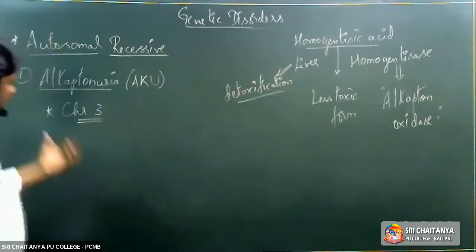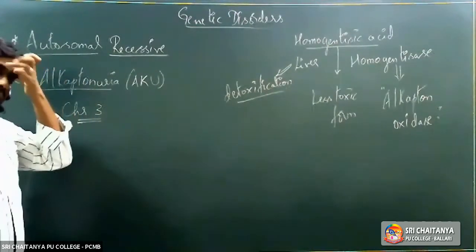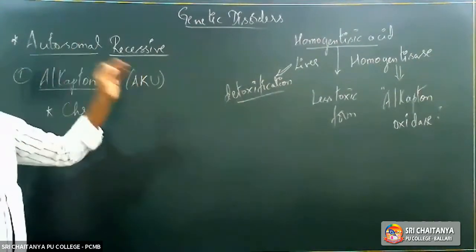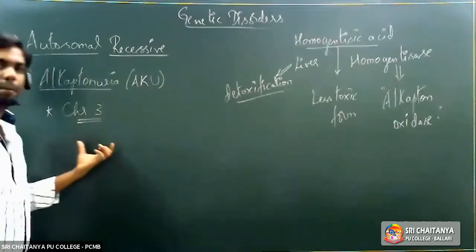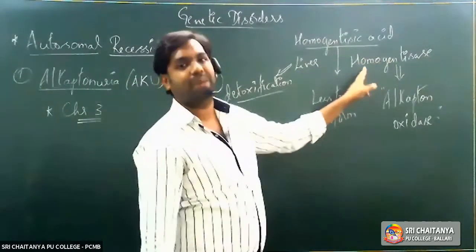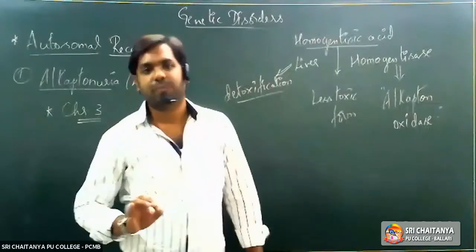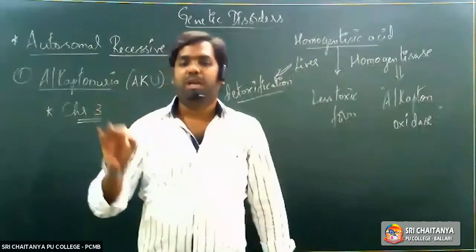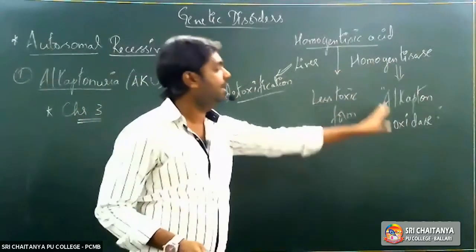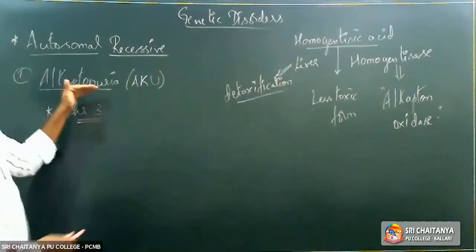But in this condition called Alkaptonuria, what exactly is happening? This condition is caused because of a recessive mutation in a particular gene located on chromosome number 3. And that gene is the gene which codes for an enzyme called homogentisase. So due to a recessive mutation in the gene coding for homogentisase, located on chromosome number 3, this sort of disorder is seen.